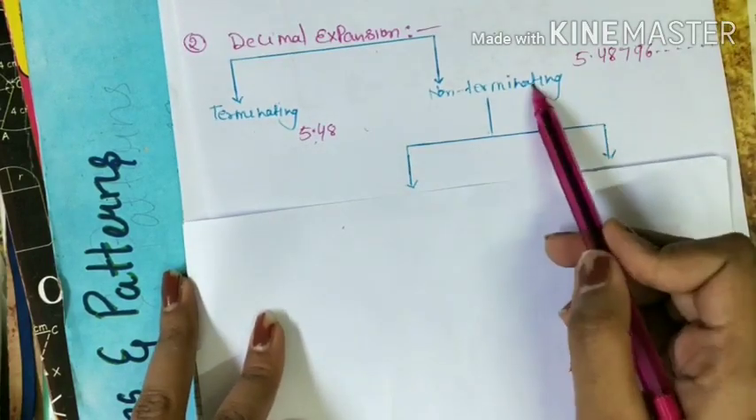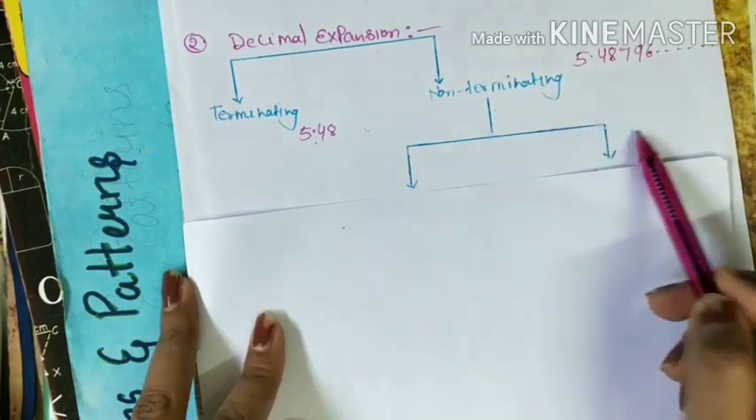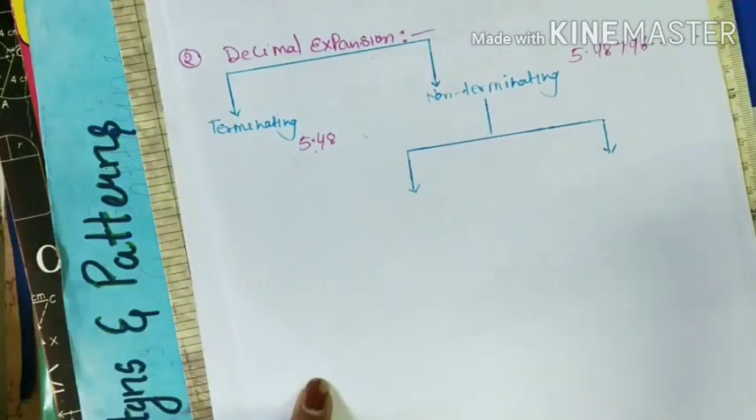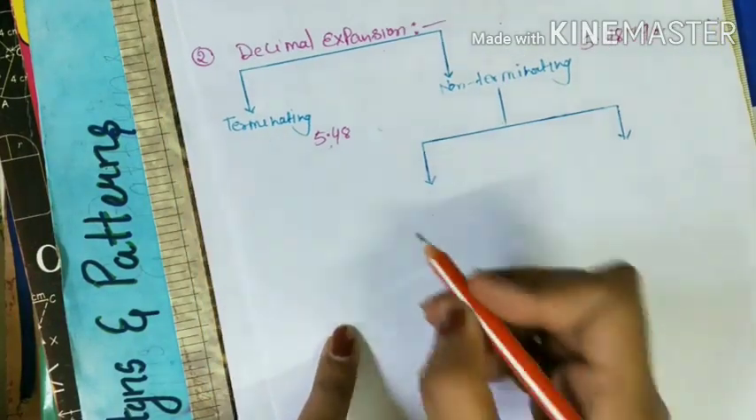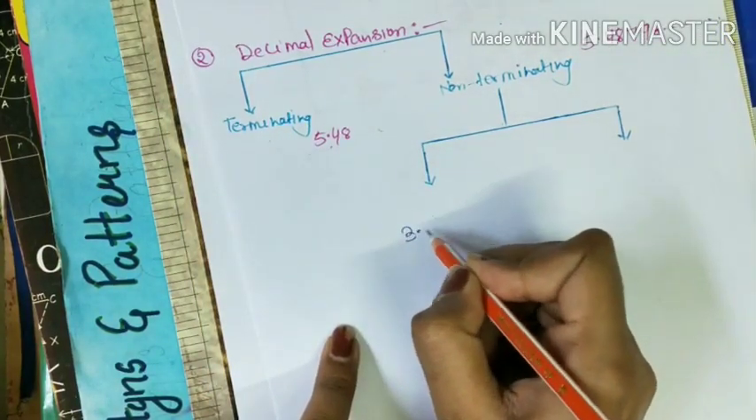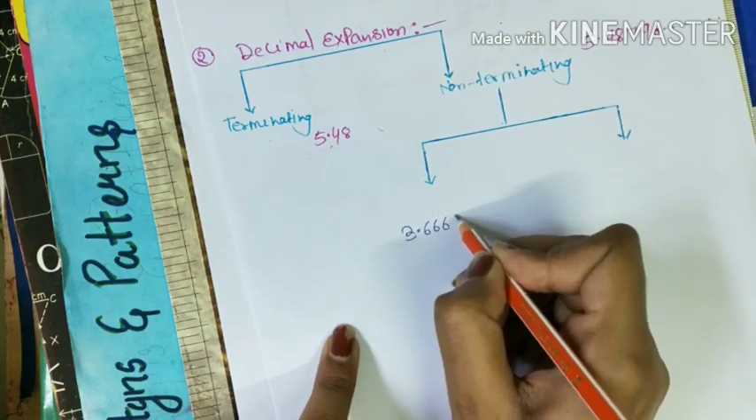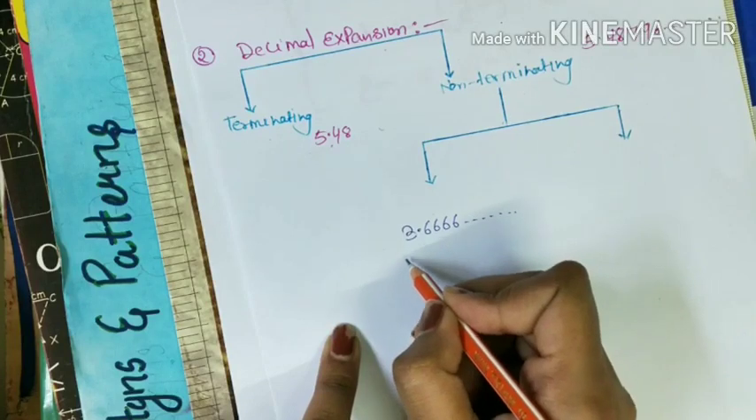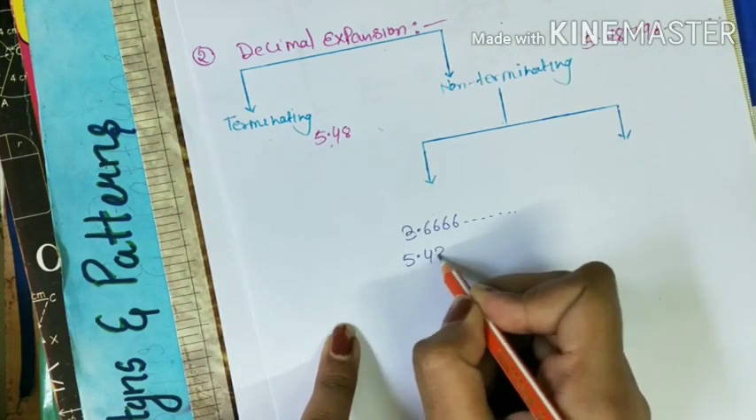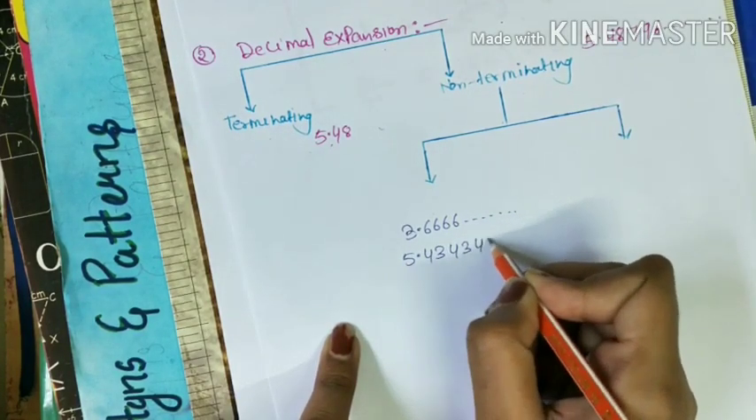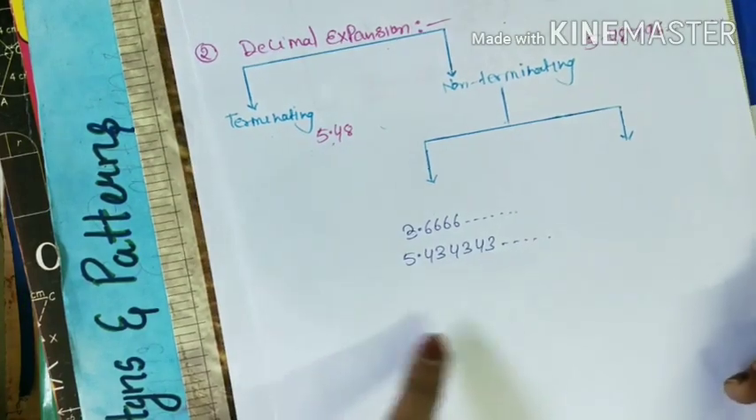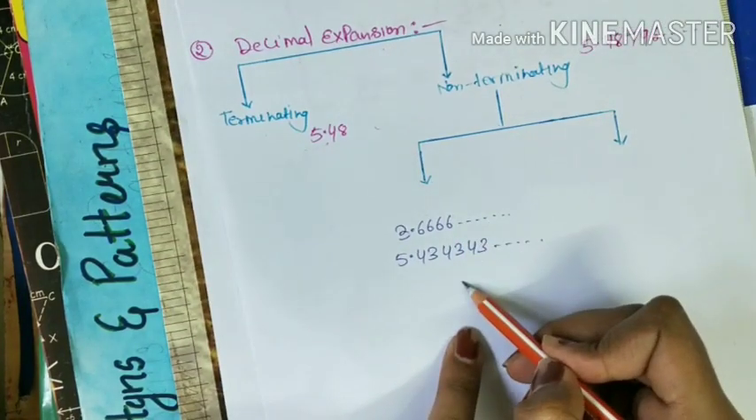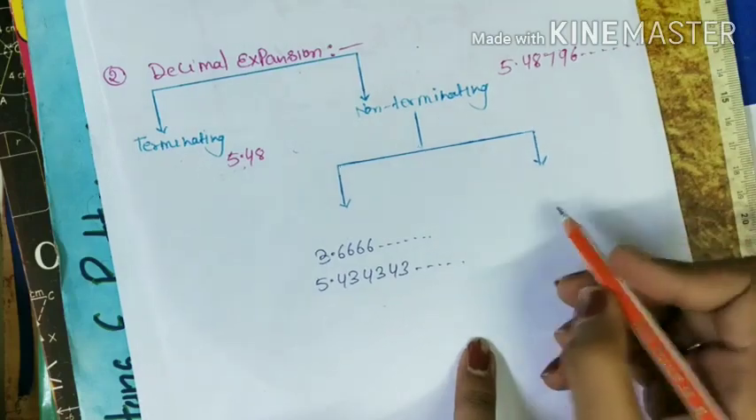Now again, non-terminating numbers are divided into two parts. Let's understand by an example, children. If I write 3.6666 and so on. Here again I write 5.434343 and so on. You can see both numbers are non-terminating. I will write one more example.